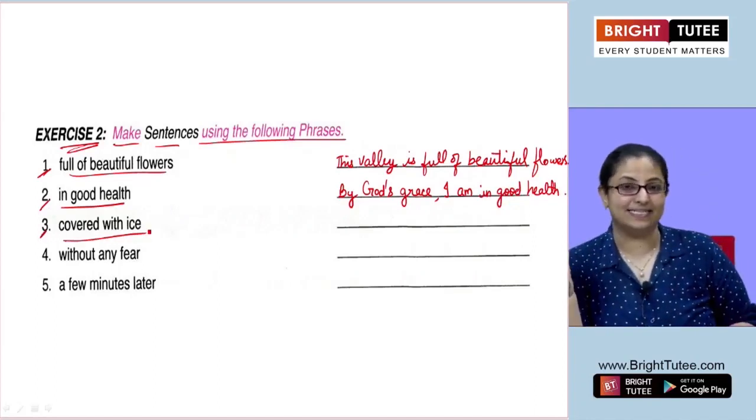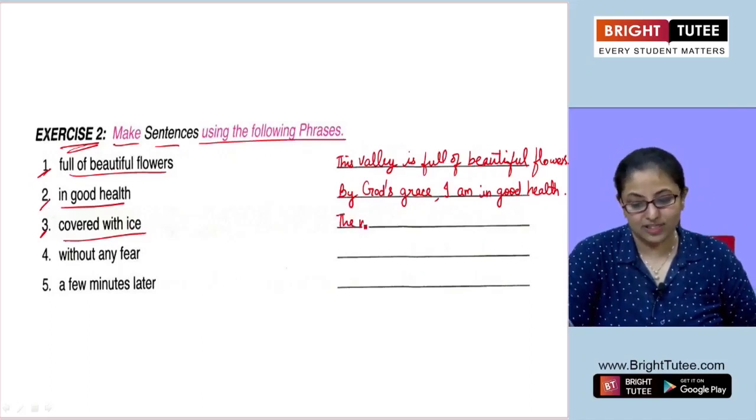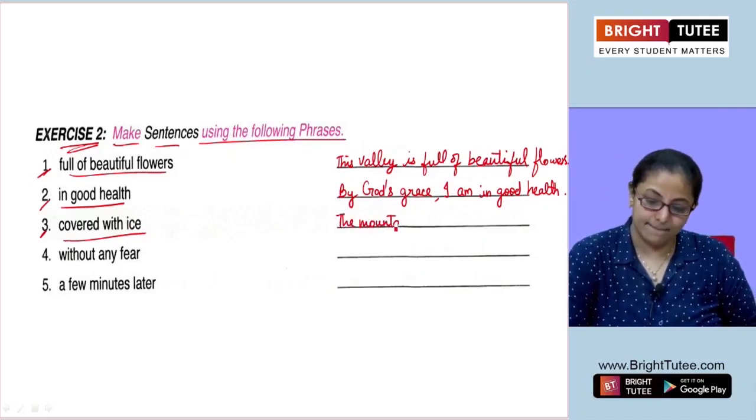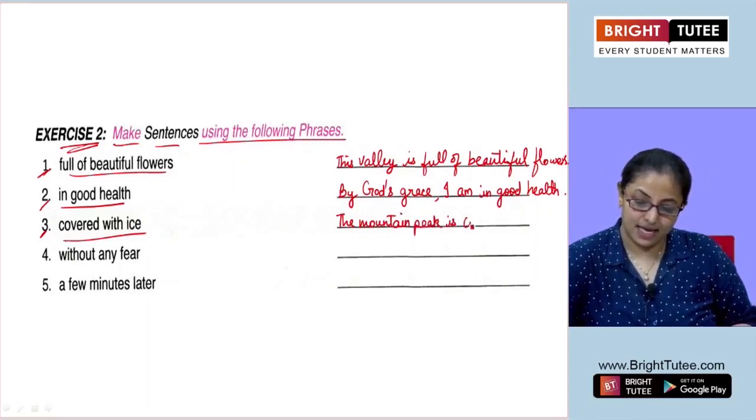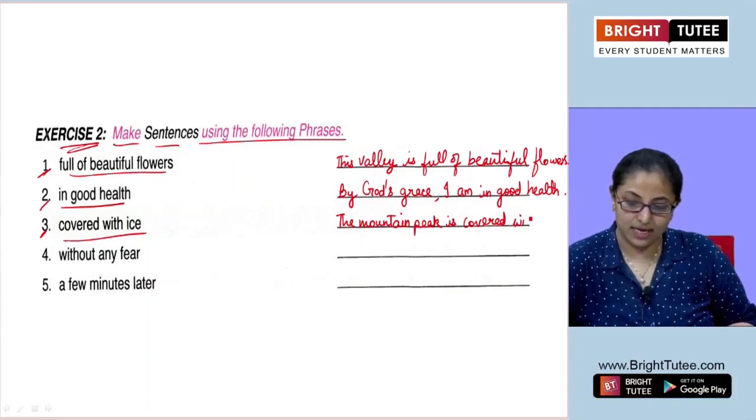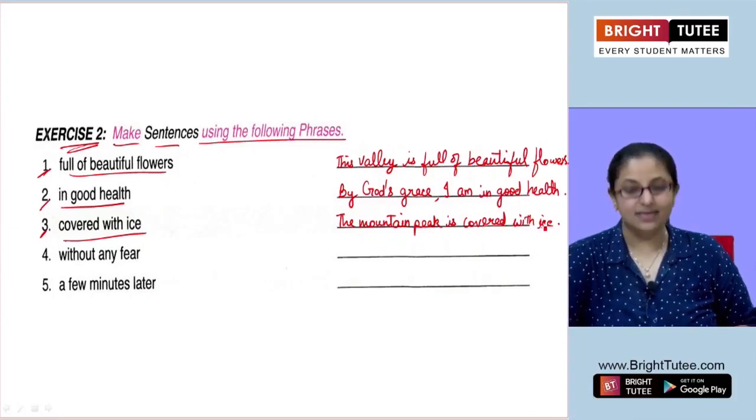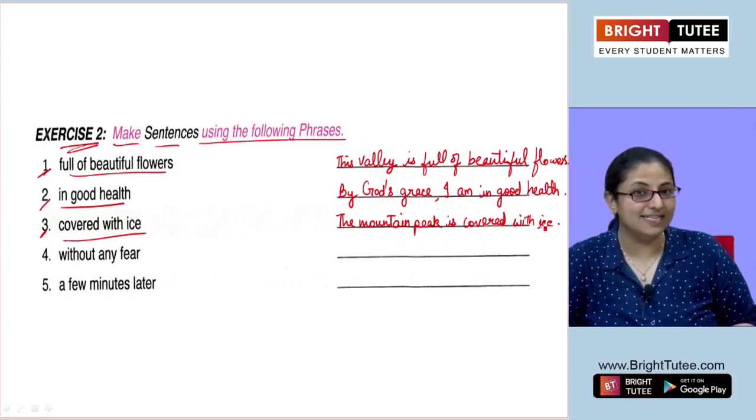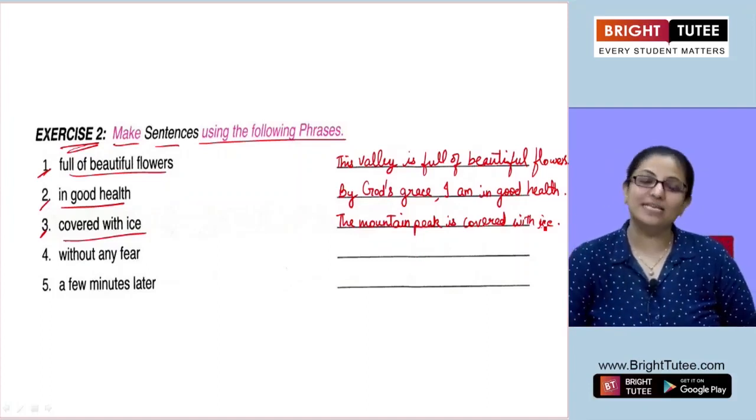Covered with ice. The mountain peak is covered with ice. Right? So this makes a complete sentence. So what are we doing here? We are turning the phrases into sentences.